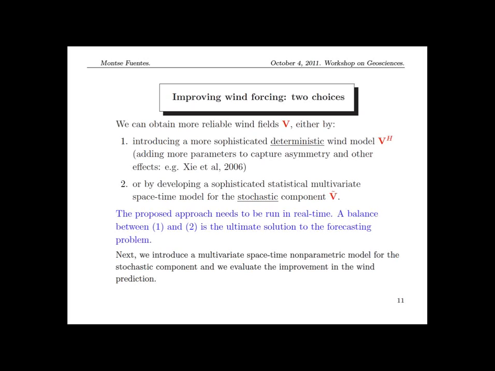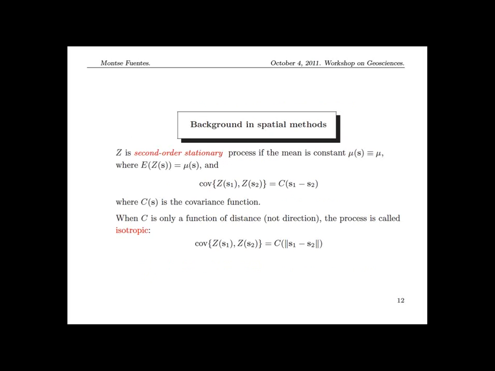We are working with a relatively simple deterministic component, and the stochastic component, unfortunately, is not very easy to explain, but we're also introducing something that is very computationally efficient, but is flexible enough. And one of the aspects that we need to go beyond what is standard in models and statistics for the stochastic component is going beyond stationarity. So our model here is non-stationary.